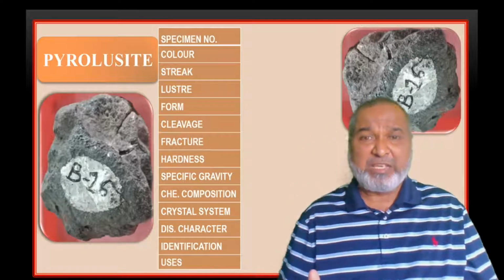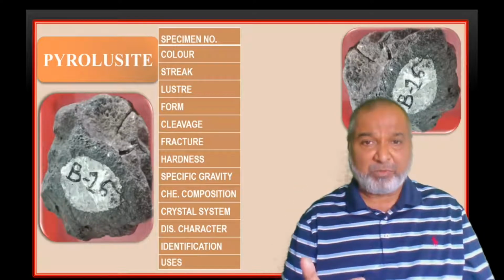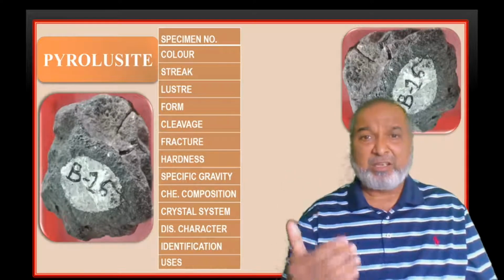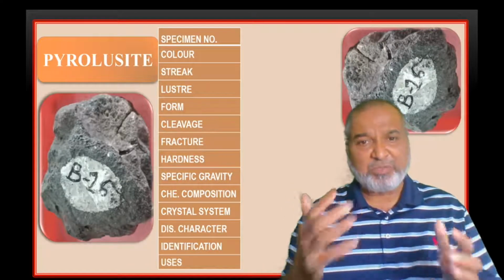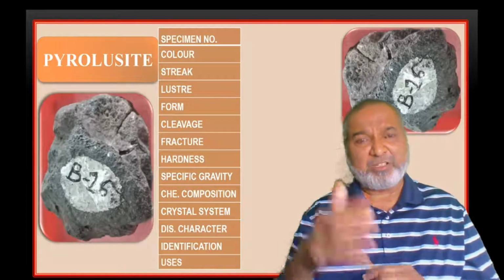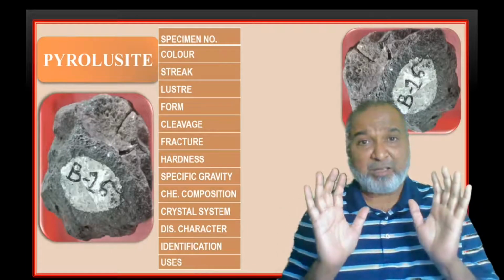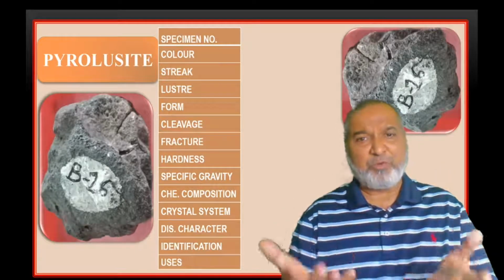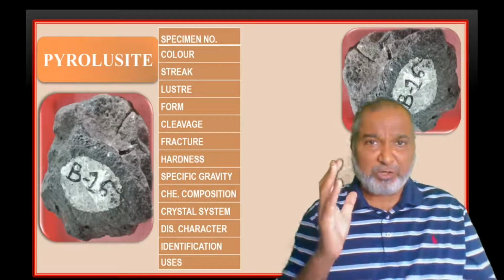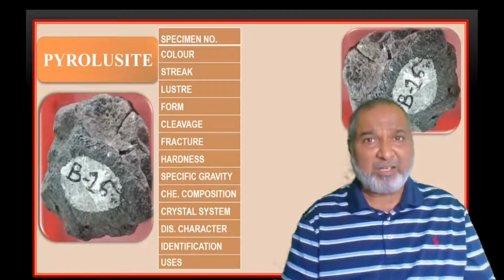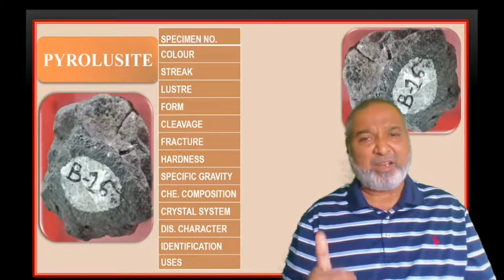Now, these are the properties which you have to write, but there are certain other properties which are theoretical. Which are the theoretical ones? Specific gravity, chemical composition, crystallographic system. The uses you have to write down for this particular ore mineral, but the rest of the non-mineral ones we don't have to write. These theoretical ones are not expected in the practical, and we are not going to ask these questions in theory either. So the important ones in the practical are color, streak, luster, form, cleavage, fracture, and hardness.